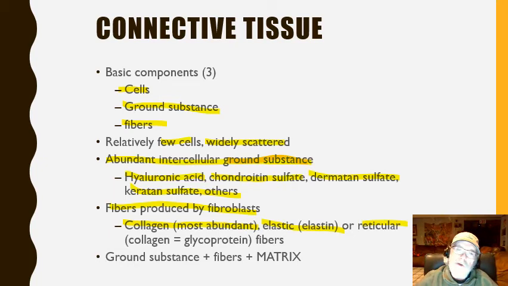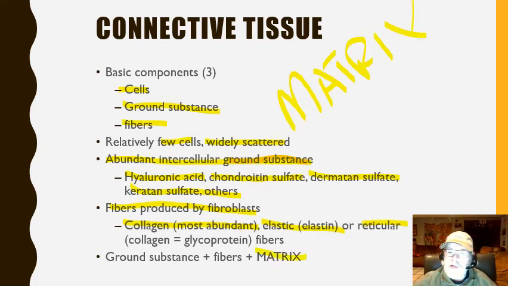And again, the word that I used before was matrix, M-A-T-R-I-X, which we see down here. And matrix just means that ground substance, which is basically all this material right here, plus the fibers. And that's what constitutes most connective tissue. Lots of matrix, few cells. And that's what really sort of makes connective tissue, okay?